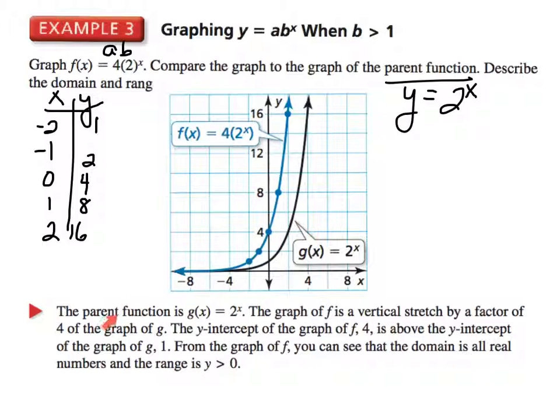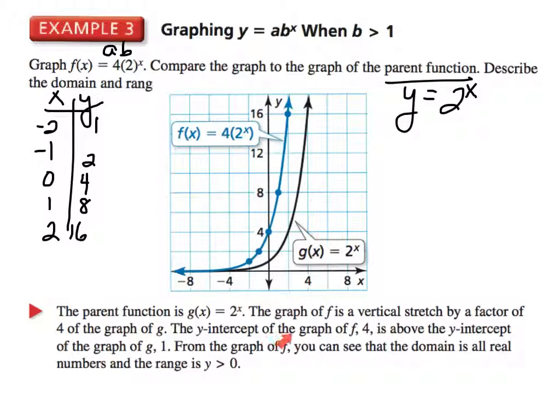So here's our parent function, g of x equals 2 to the x. So we want to compare this to this. What's the only thing that's happened? It's been multiplied by 4, so that's what you'd say. The graph of f is a vertical stretch. You'll notice that because a is greater, it pulls it. It makes it stretch. So it's stretched by a factor of 4. All you do is multiply by 4.